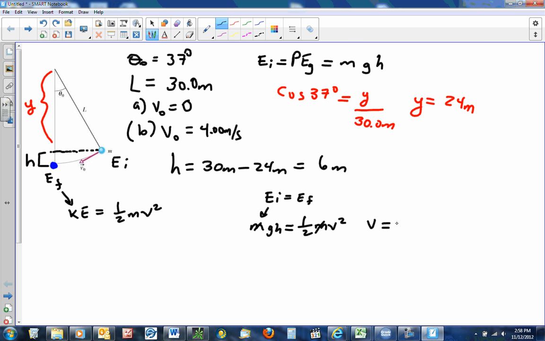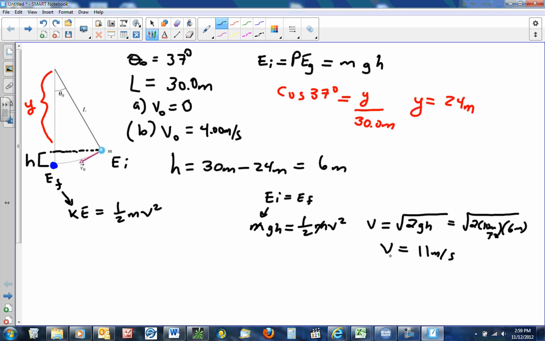V is equal to the square root of 2gh, which is going to equal the square root of 2 times 10 meters per second squared times h, which was 6 meters. So that's the square root of 2 times 10 times 6, which is 120, and I get 10.95, which is basically 11. So his velocity in A is basically 11 meters per second.